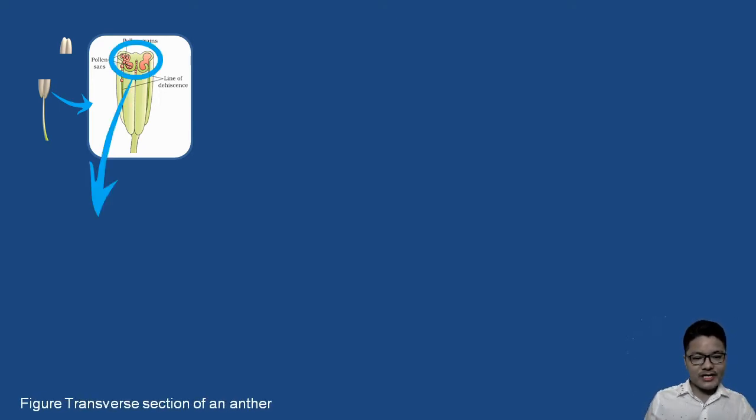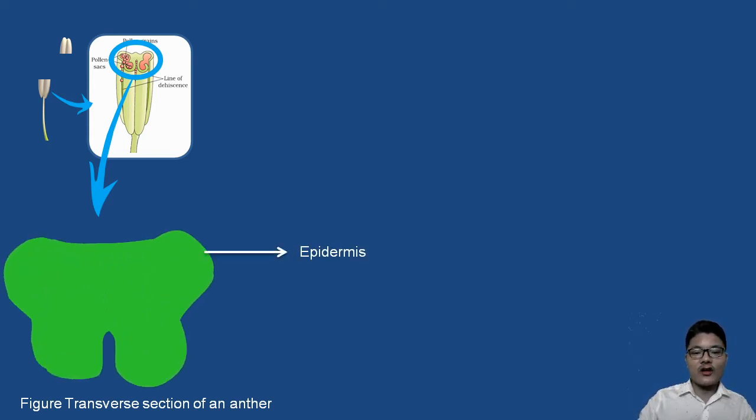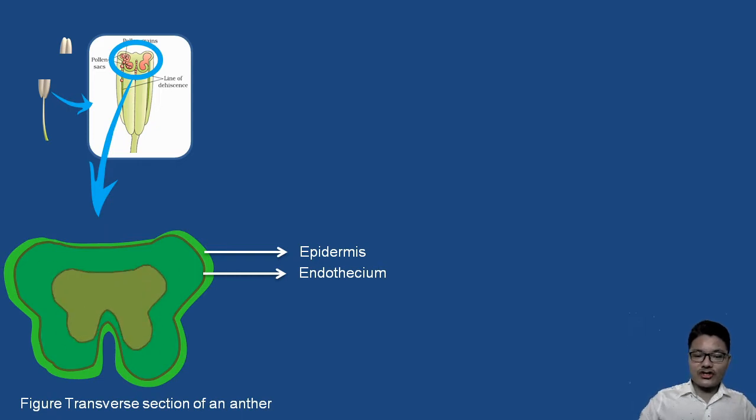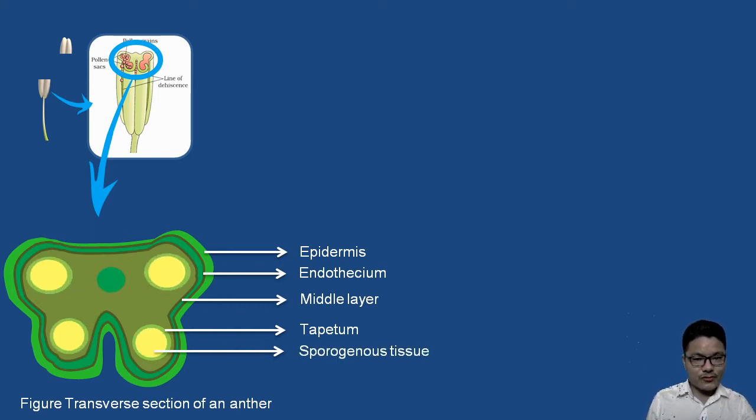Within the transverse section of the anther, we find the outermost layer of cells called epidermis. Within the epidermis, we find the endothecium. Endothecium encloses the middle layer. Inside the middle layer, there is a layer of cells called tapetum. Tapetum surrounds the sporogenous tissue.